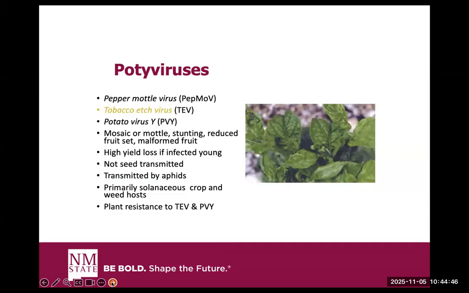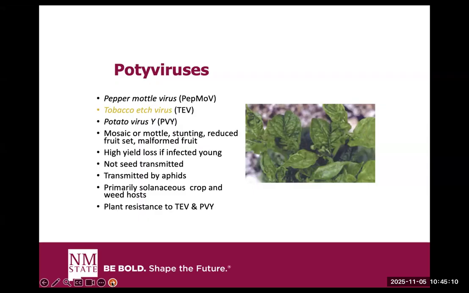Potyviruses. These are some of the potyviruses: pepper mottle, tobacco etch, potato virus Y. These are all three ones that have been found in New Mexico. I'm going to give you all of them together, and then we're going to split them out. They will cause mosaic or mottle. They cause stunting or reduced fruit set, malformed fruit.